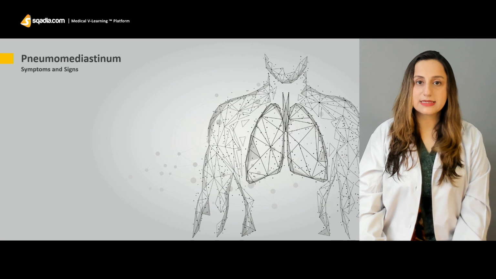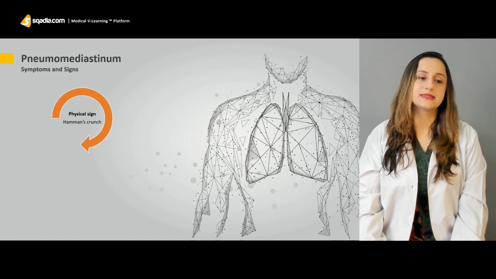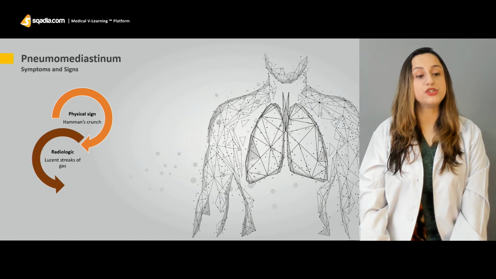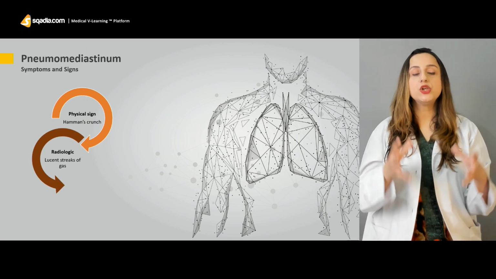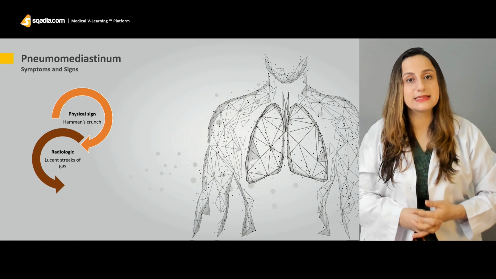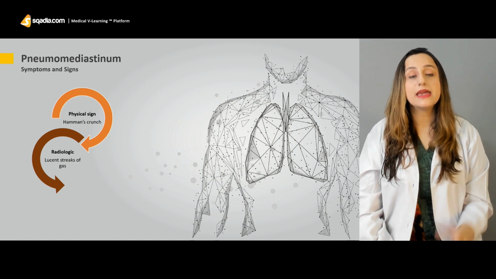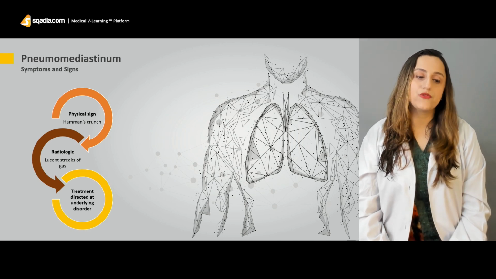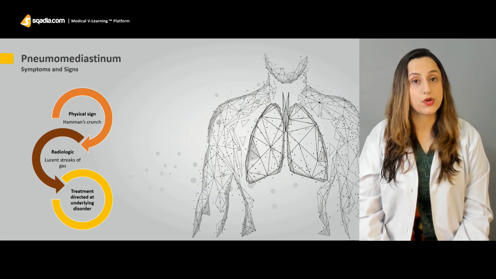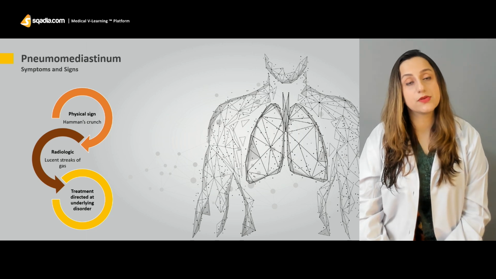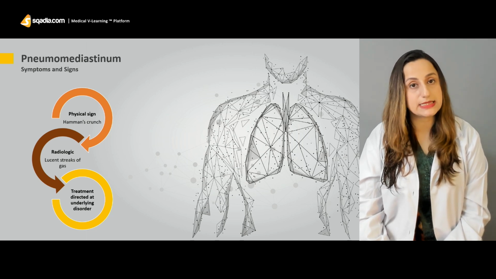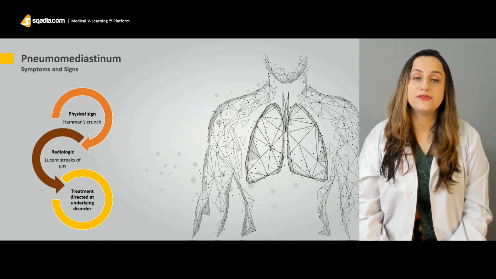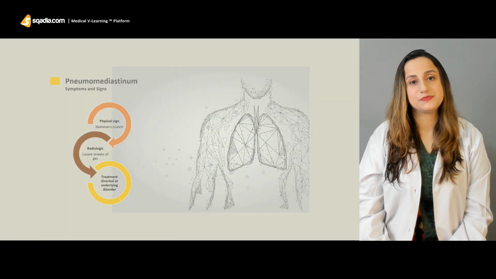The pneumomediastinum consists of the signs and symptoms of the physical signs such as Hammond's crunch. We have radiological signs in which we have lucent streaks of gases seen in the mediastinum. Air can go into the mediastinum in any cases of trauma, and treatment is directed at the underlying disorder. Either it is a trauma or it is some sort of a disease process that is going on. You have to treat the underlying cause to get the required results in the patient.